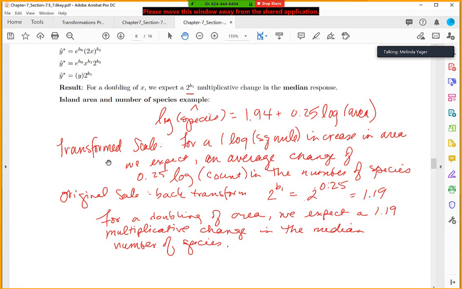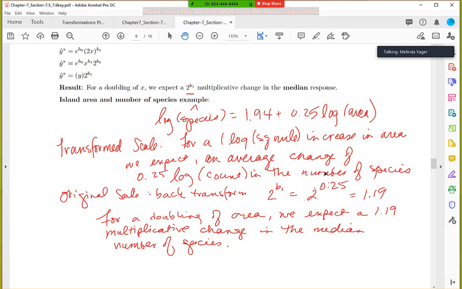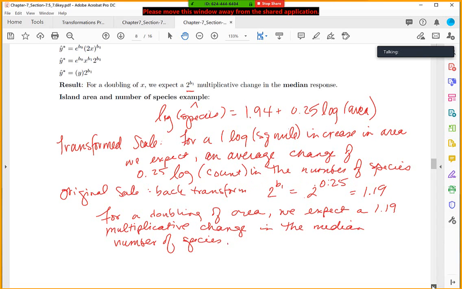So here on our transform scale, for a 1 log square mile increase in area, again, because we're just talking about an increase of 1 in X, but because we've taken the log, we need to talk about a 1 log square mile increase. We expect an average change of 0.25 log count in the number of species. So we're looking at that change in the log count number of species.